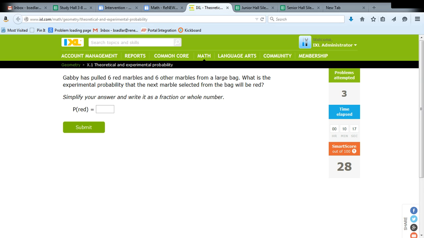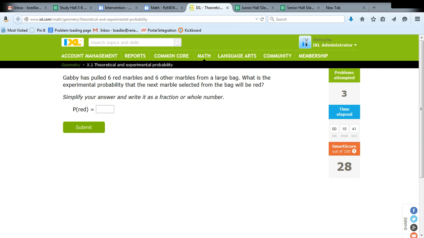6/12. As a 7th grader, however, you're expected to simplify your fractions. I know both of these numbers are divisible by 6, which means this is the same as 1/2. The last thing I want to talk about is really just digging into experimental probability versus theoretical probability.